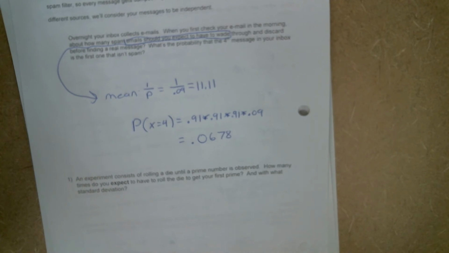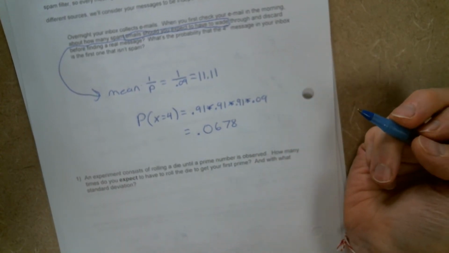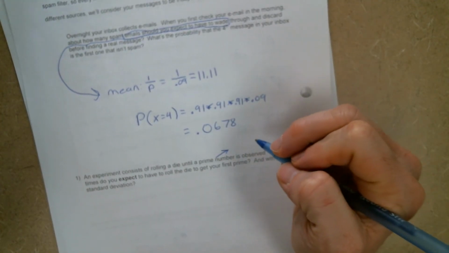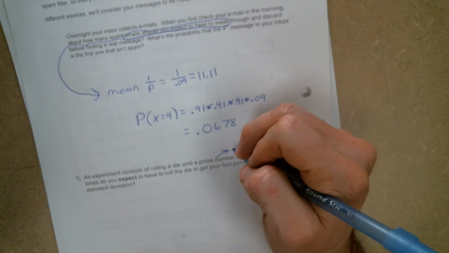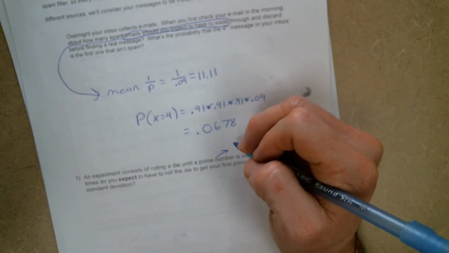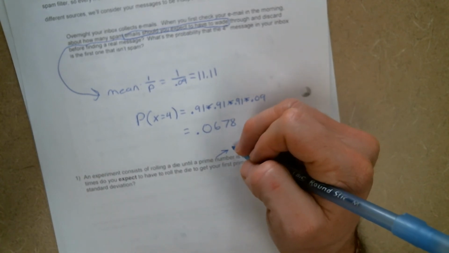So let's take a look at another one. An experiment consists of rolling a die until a prime number is observed. How many times do you expect to have to roll the die to get your first prime? And with what standard deviation? So to be able to answer this question, we have to know what a prime number is. Prime numbers are numbers that are divisible by 1 and themselves. And the one that always trips kids up is that 1 does not count as a prime number because it is itself.